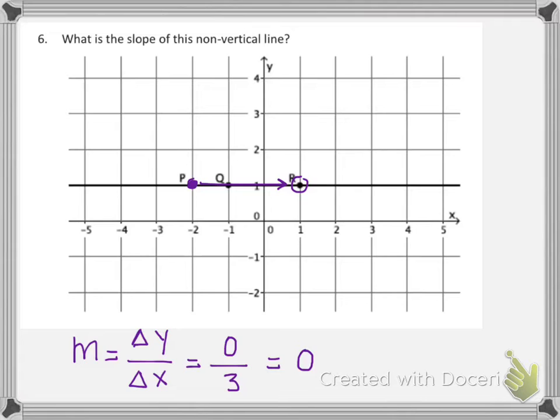And notice that when my slope is 0, I get a horizontal line. So that is a horizontal line if my slope is 0. If my slope's positive, it's going to move up and to the right at some angle. If my slope is negative, it's going to move down and to the right.